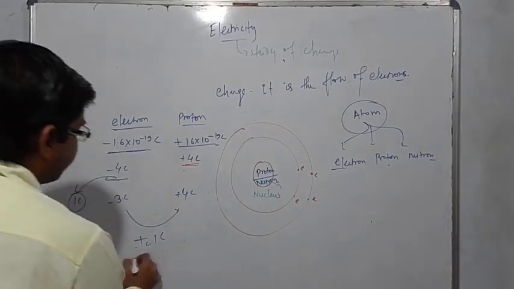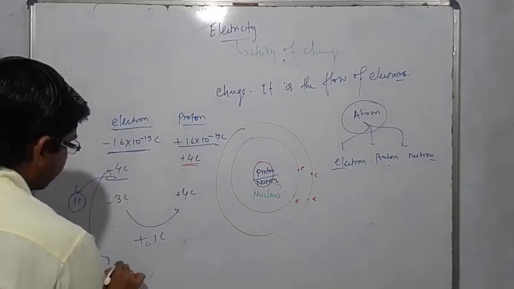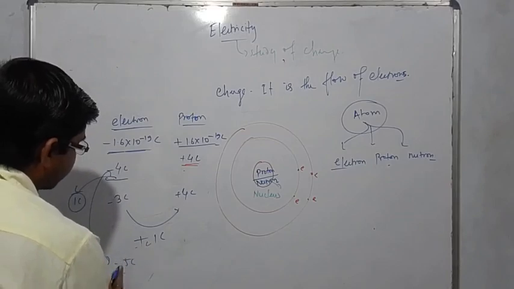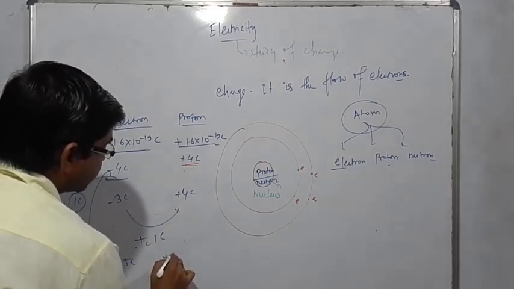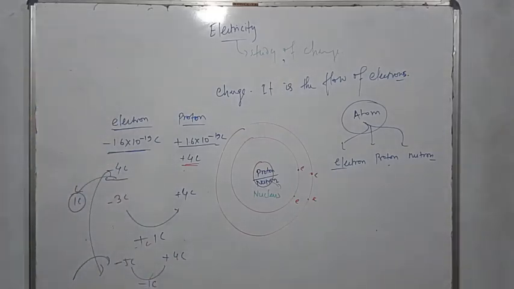If we add one electron, now it becomes minus 5 coulomb and plus 4 coulomb, and the difference will be minus 1 coulomb. We can say that the body is negatively charged.